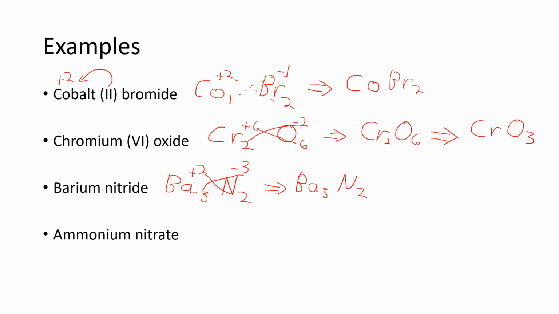And last but not least, ammonium nitrate. Ammonium is that one positive polyatomic ion, NH4+. Nitrate is NO3 with a -1. +1 and -1 cancel out, so cleaning that all up, we have NH4NO3. Final answer.